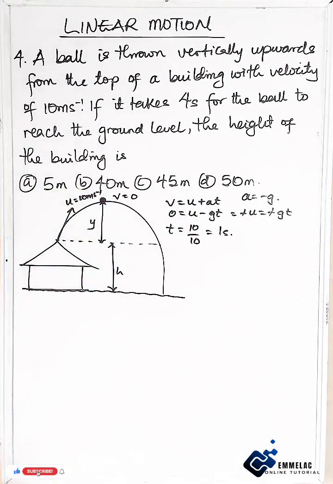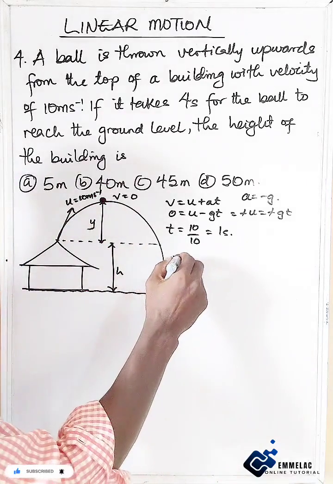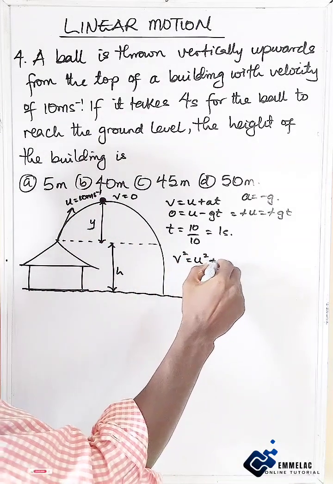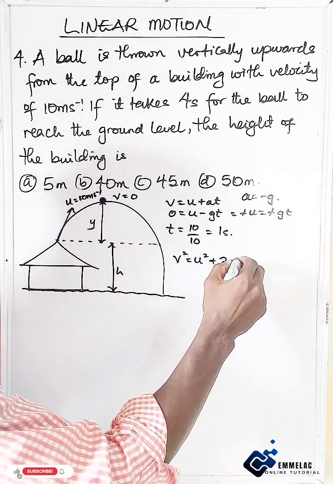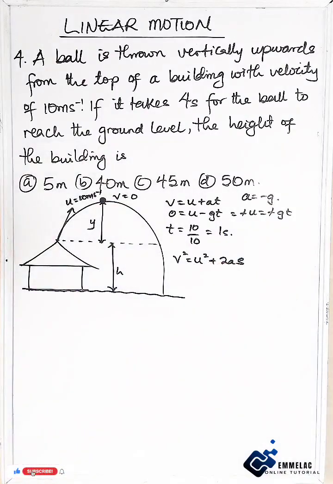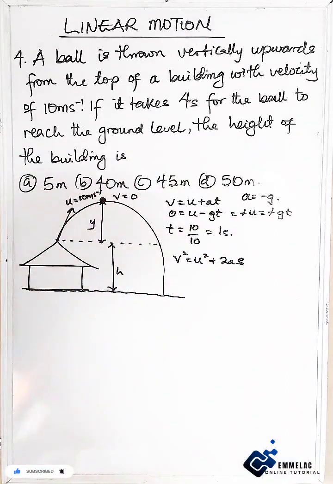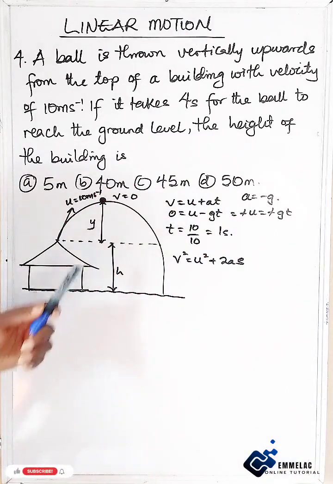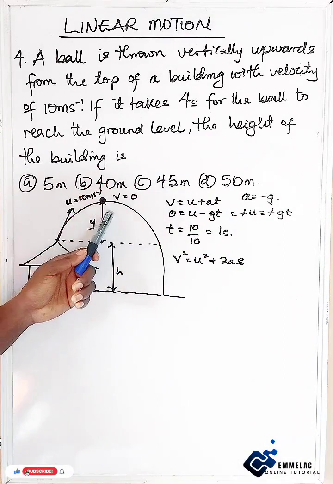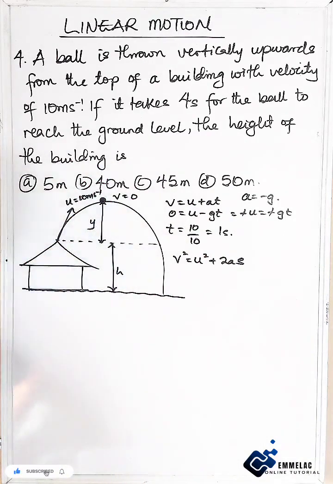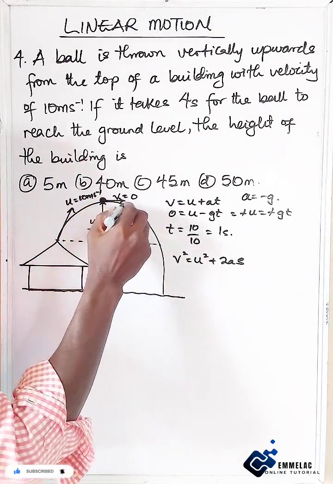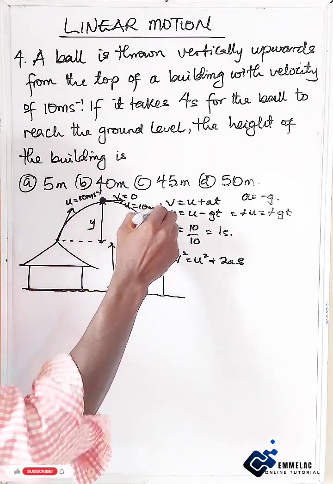Now let us now calculate the height now traveled. Now making use of this formula, v square equals to u square plus 2as. Okay, so at this point now, take note that our a also is what? g, because it's traveling vertically, and at this point also our v here is what? 0, because this is the maximum height, and our u is still 10 meters per second.